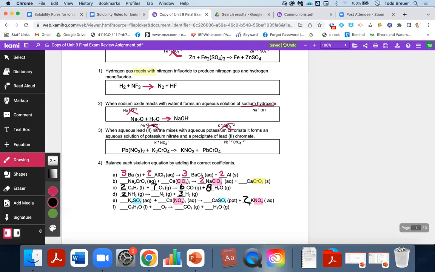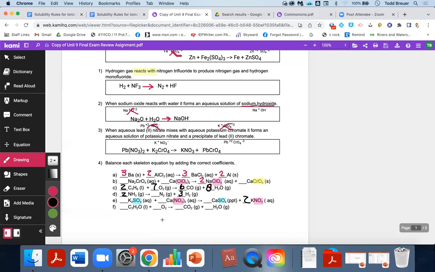2 Ks on the right because we multiplied by the coefficient 2. There's already 2 Ks on the left. Calcium, there's 1 calcium on the left, 1 calcium on the right. SO4 or sulfate, there's 1 on the left, 1 on the right. Hey, this is balanced with coefficients 1, 1, 1, 2.